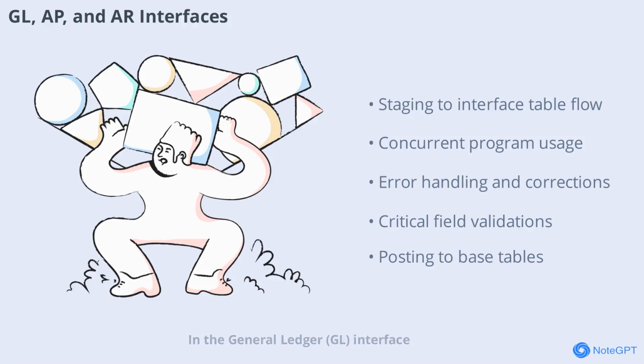In the general ledger GL interface, data is first populated in the staging table, validated, and then loaded into the GL interface table. After running the journal import concurrent program, any errors are reviewed and fixed before posting entries. Key validations include checking unique IDs, valid currency codes, and open periods.